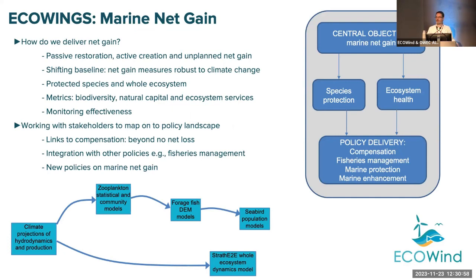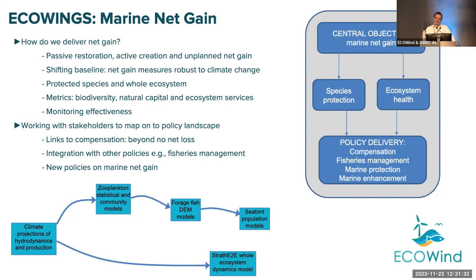We need to understand the methods that are being considered in terms of net gain. Is it about passive restoration, the removal of pressures? Is it about active creation? Is it about unplanned net gain that may occur as a result of, for example, a development that wasn't in the initial plan but may arise? So we need to understand which of those we need to be investigating. And then there's the shifting baseline and the net gain that is robust to climate change. I think we all agree that that needs to be factored in.